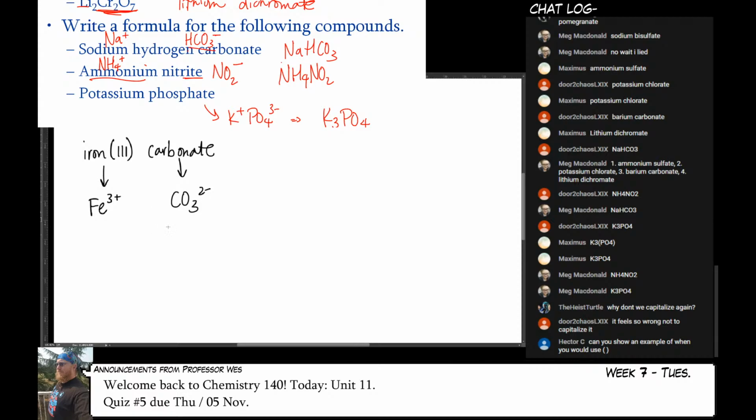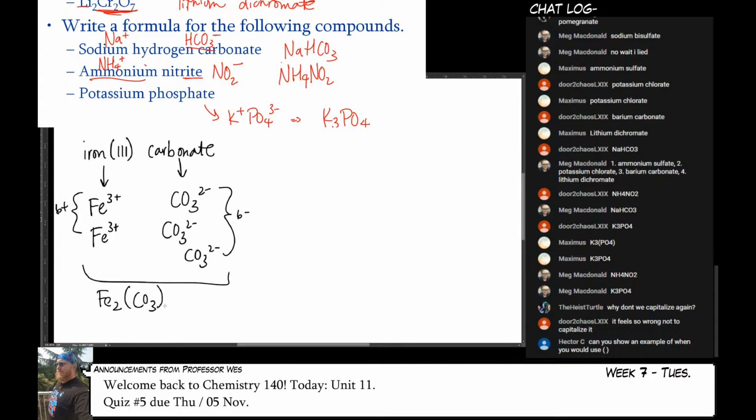Now, how many of each do I need? Well, I'm going to need more carbonates to balance out the charge here. Another iron here. So now I have this right here is 6 plus. This right here is 6 minus. So these will balance out. So I have Fe2. And I have 3 of these carbonates. So I'd go parentheses carbonate 3. So here I would use the parentheses because I need 3 of them.